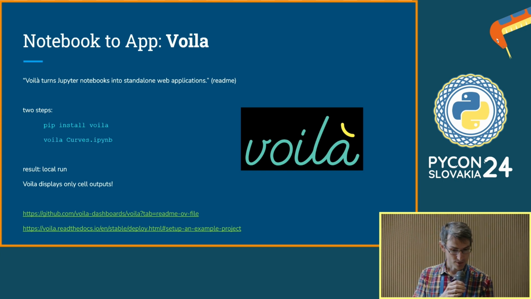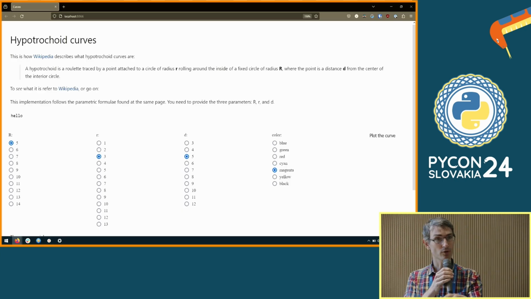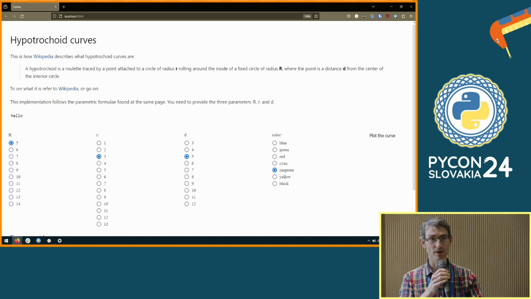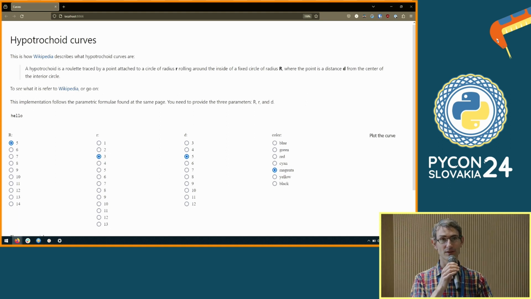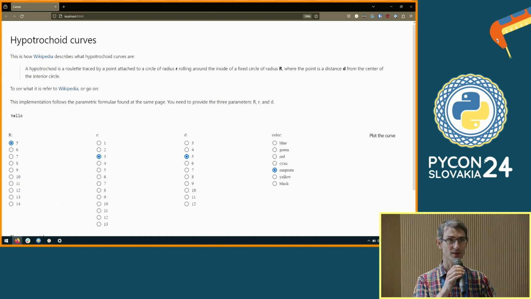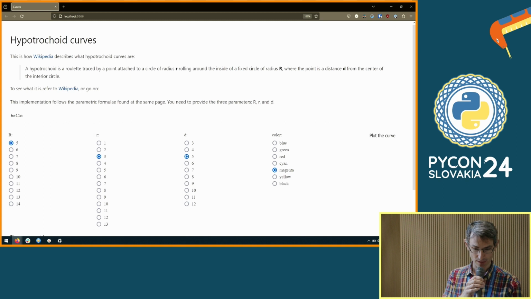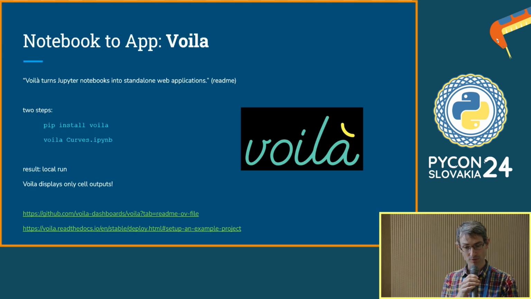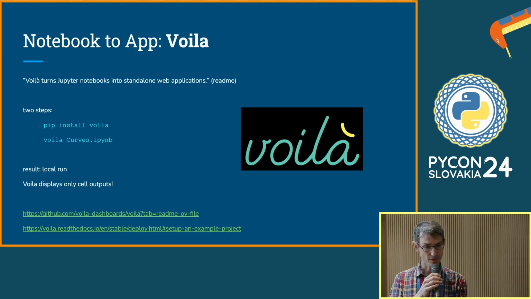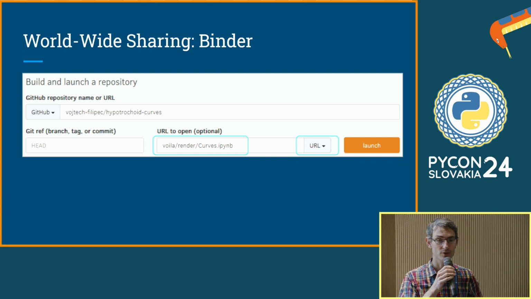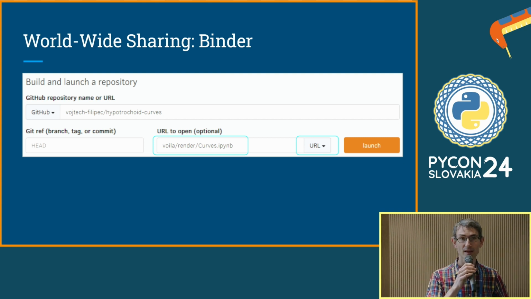And as I said, the result of Voila is a local run. We are on my localhost. So I could invite you to come and play with the curves, or I could hand it over to my children, but I couldn't really send it to my friends in a different country, city, continent. So the third thing we are going to learn is how to share it with the entire world, and that's through a Binder.